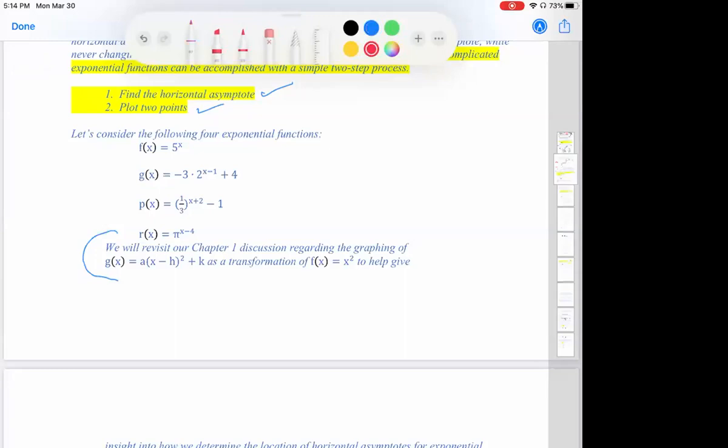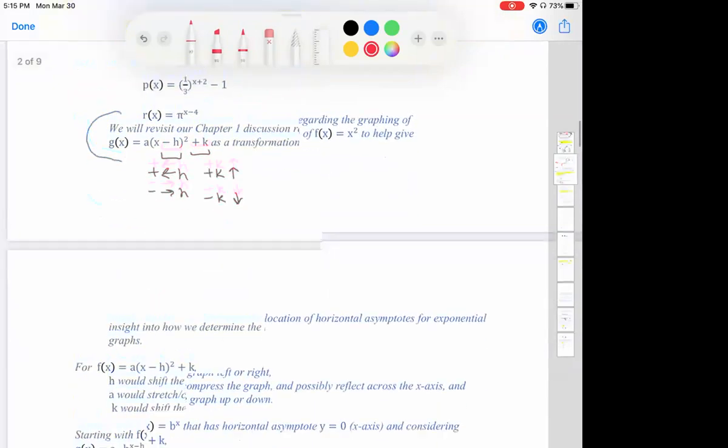Recall how this h works: if it's a plus h, we move to the left h. If it's a minus, we move to the right. Do you remember how that k works? If it's a plus k, which way do we move? We move up, right? And if it's a minus k, we move down. Well, it works the same way. So let's continue reading.